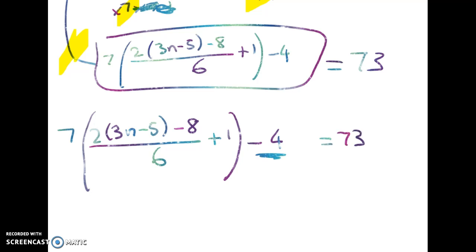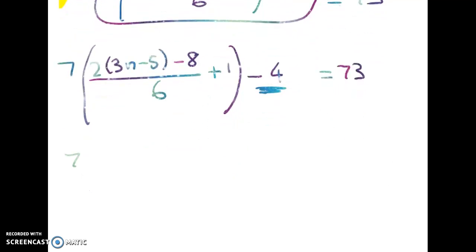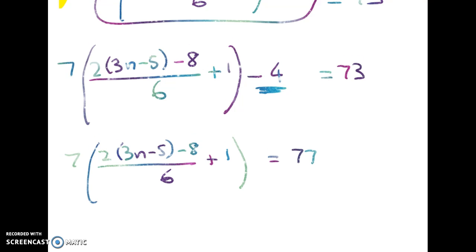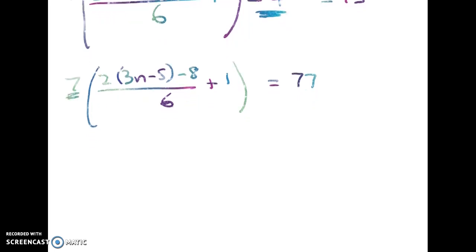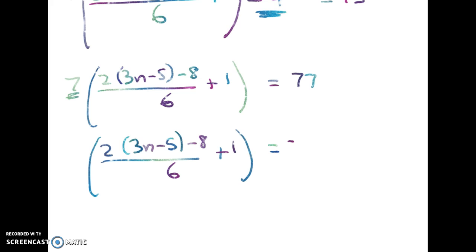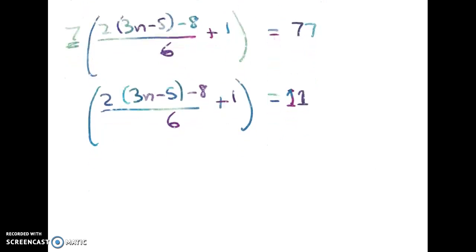The first thing I'm going to do is add 4 to both sides. The good news is this equation is going to get easier the further through this I get. So that equals 77. Now I'm happy about that because 7 is going to divide into 77 easily. I'm going to divide both sides by 7, leaving me with this. So 77 divided by 7 is 11. Next, I don't actually need these brackets now, so I'm magically going to erase my brackets.